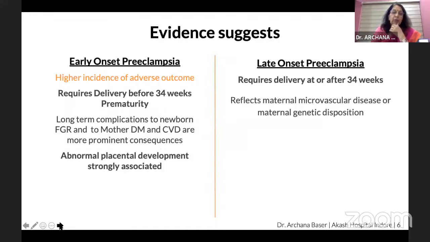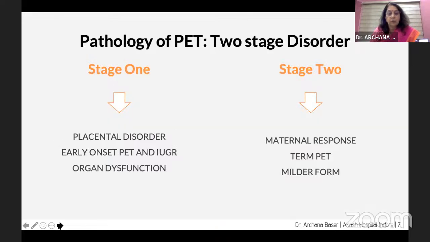What do we have in evidence? Evidence suggests there are two types of preeclampsia. One is early onset preeclampsia, which has a higher incidence of adverse outcomes. It requires delivery before 34 weeks, that is, premature deliveries. Long-term complications are FGR for the newborn, and diabetes and cardiovascular diseases for the mother, which are more prominent consequences. Abnormal placental development is strongly associated with early onset preeclampsia. Late onset preeclampsia requires delivery at or after 34 weeks, and it reflects maternal microvascular disease or maternal genetic composition.